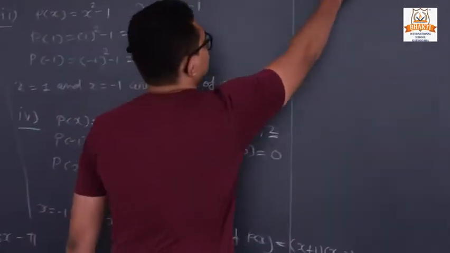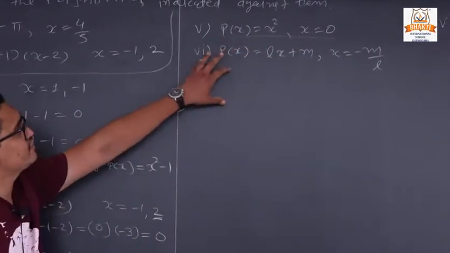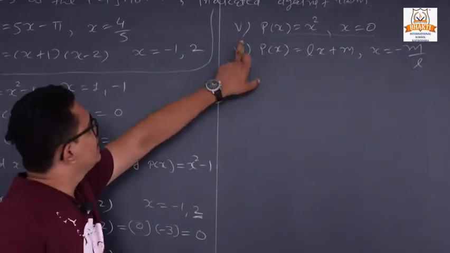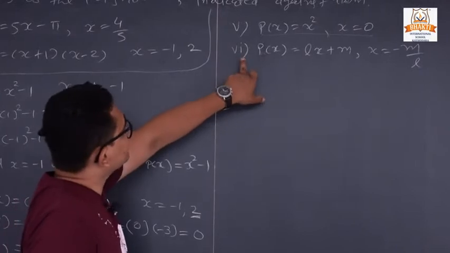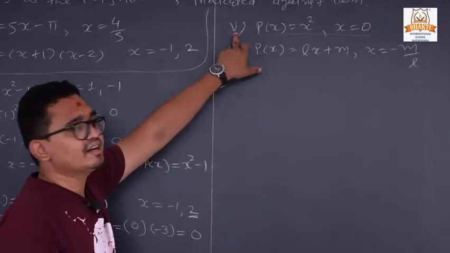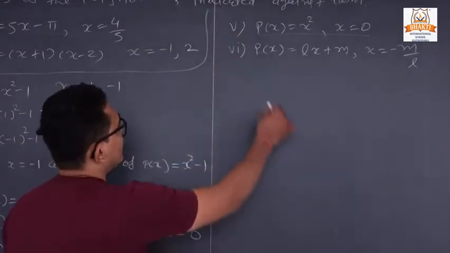Now question number 5. 5 is the same, so you can do it at your home. We can directly start with 6 because it is a very easy example, so you can just try at your home and find the answer. Now next question.